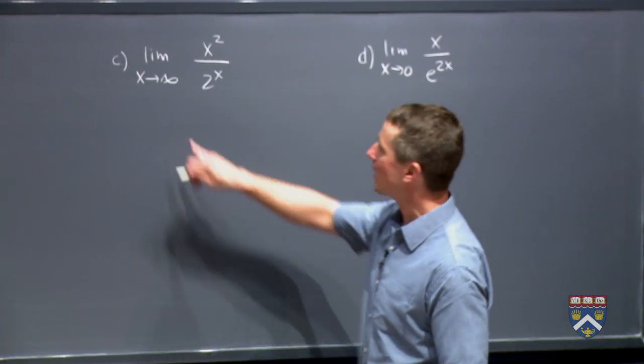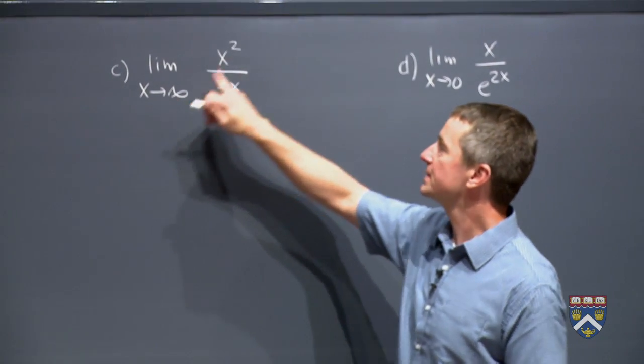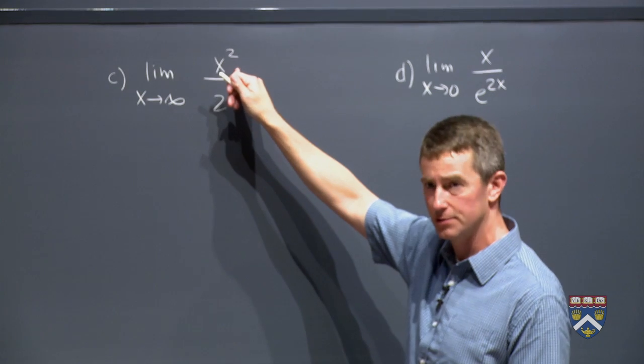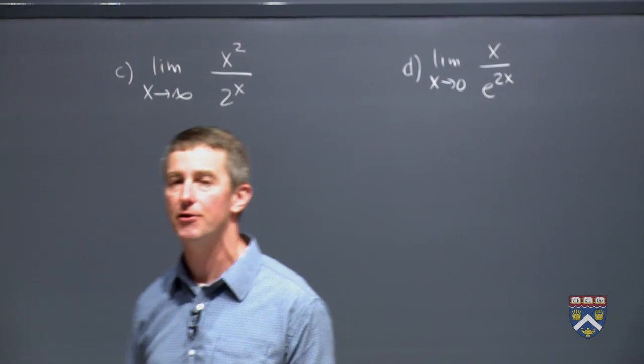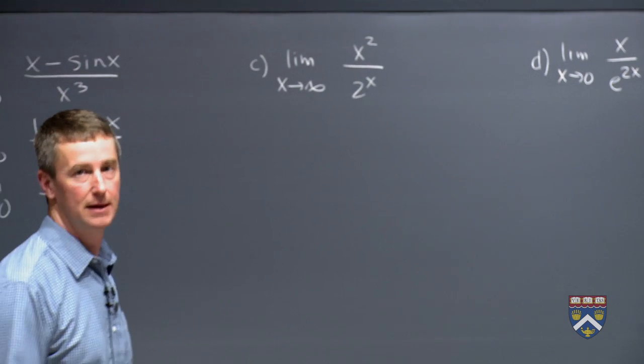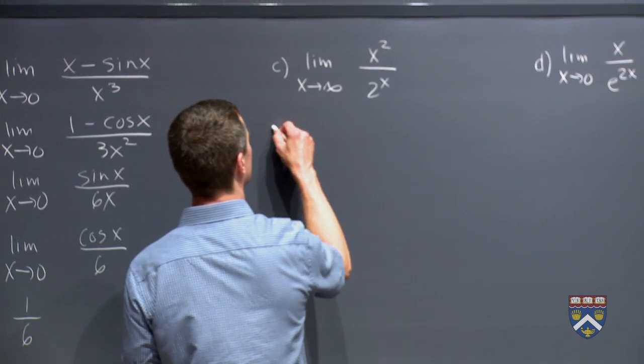Let's look at this one. Now we have x going to infinity. So if we take a huge number and we square it, we get a huge number. And if we take 2 raised to a huge number, we get another huge number. So this is the other indeterminate form where L'Hopital's rule works. This is infinity over infinity.